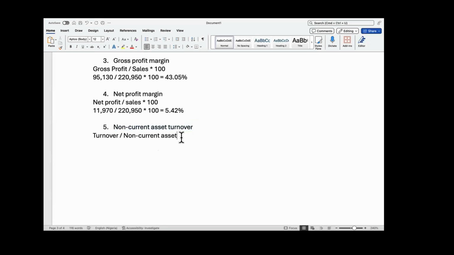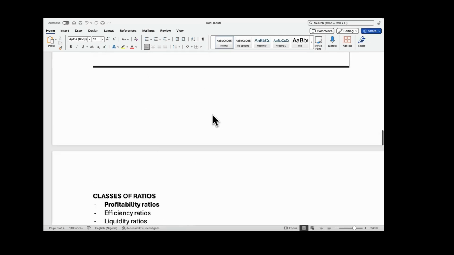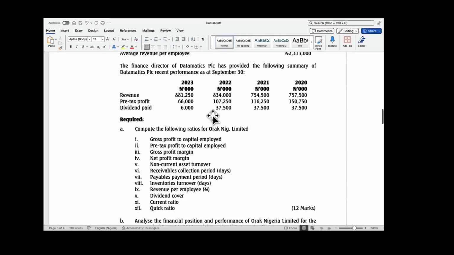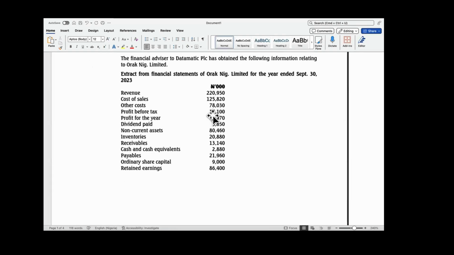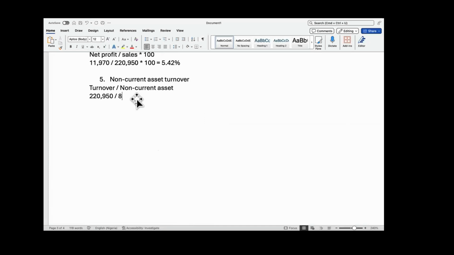So without even going back to the question, I already have my sales here. But I will need to go back to the question to get my non-current assets. And my non-current asset here is 8460, right? Yes, sir. 8460. So is it okay for turnover to be higher than non-current assets?